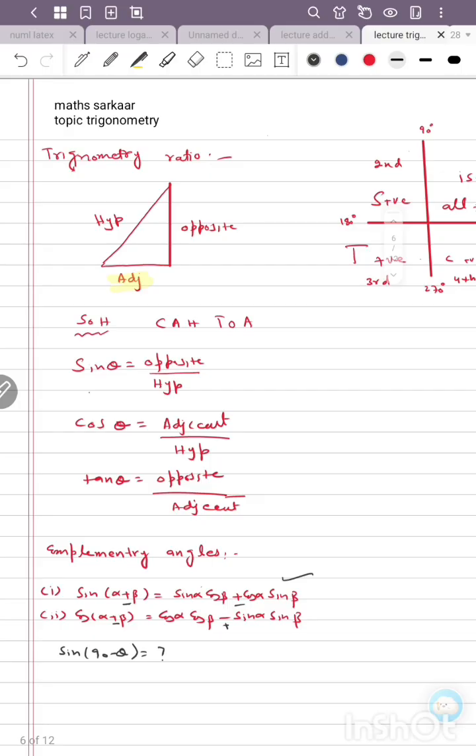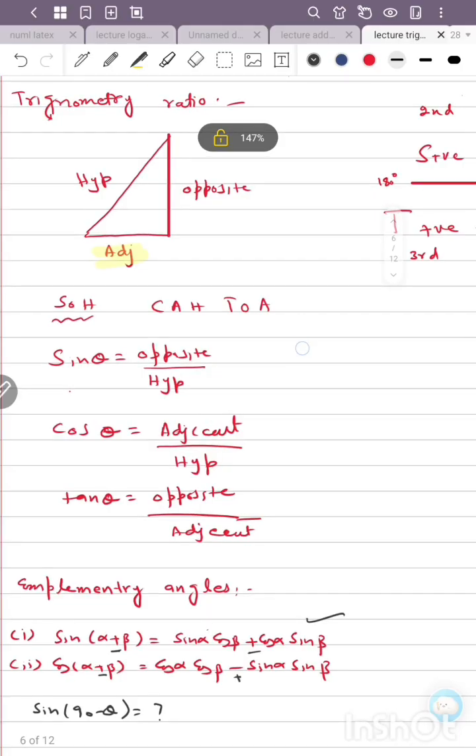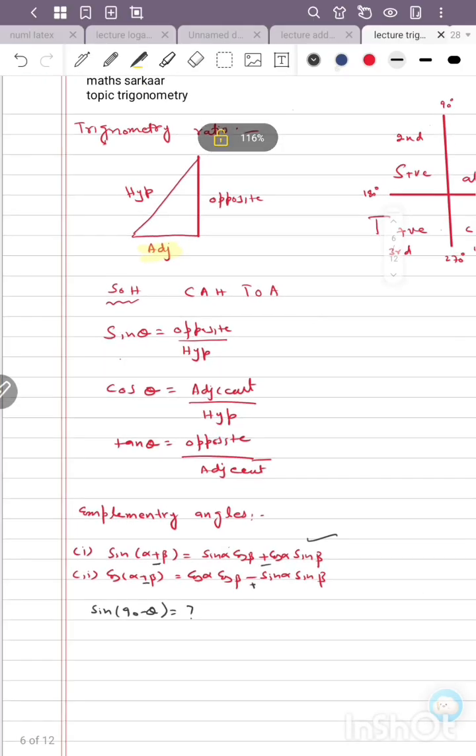Okay, dear friends, we have to discuss a topic: trigonometric ratios. What are trigonometric ratios? We have discussed these trigonometric ratios in our O level syllabus.